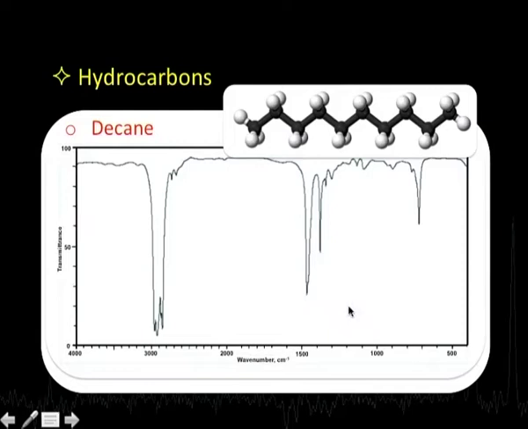Okay, now let us make a beginning by taking one very simple class of compounds, that is hydrocarbons, and I am showing you the spectrum of a molecule like decane. It is a simple, long chain hydrocarbon. Now, what do we look forward to in this kind of spectrum? Let us look at it.